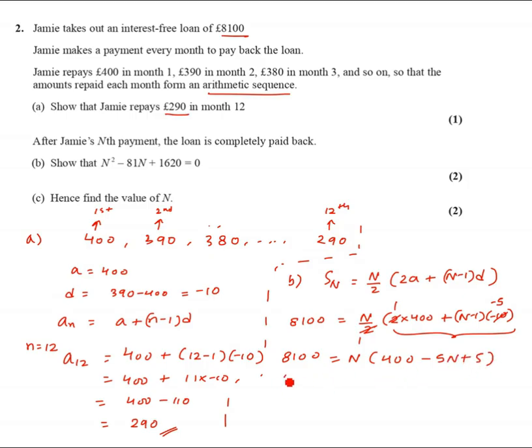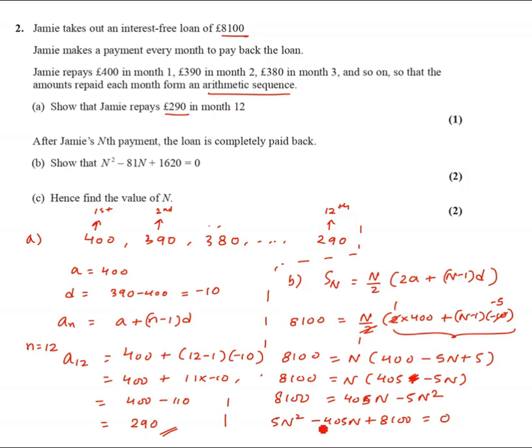Then this becomes 8100 equals n times (405 minus 5n). Now you expand the bracket: 405n minus 5n squared. Now bring everything to one side, so 5n squared, you change the sign, 5n squared minus 405n plus 8100 equals 0.